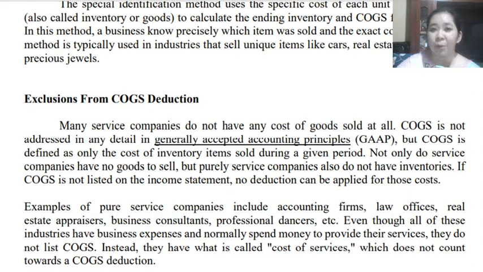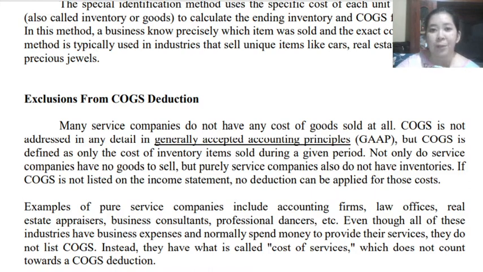So cost of goods sold is not actually addressed in any detail in our GAAP, but cost of goods sold is defined as only the cost of inventory items sold during the period. So if we base on this definition, basically service companies are not included because they do not sell goods, they are rendering services.